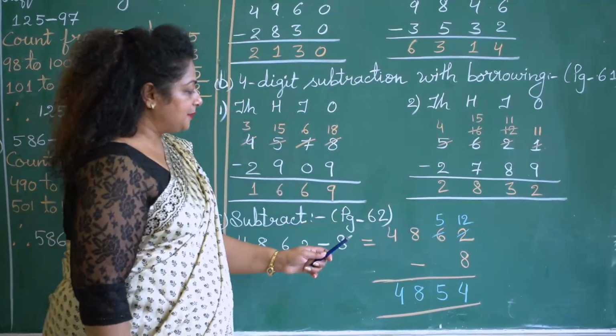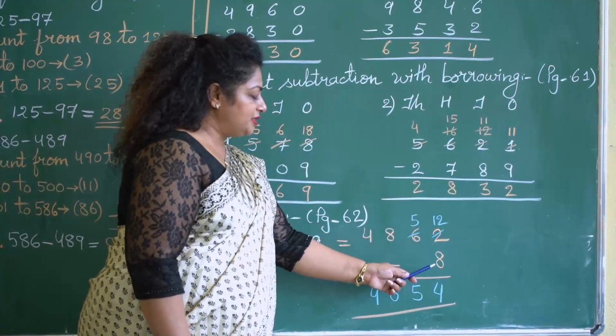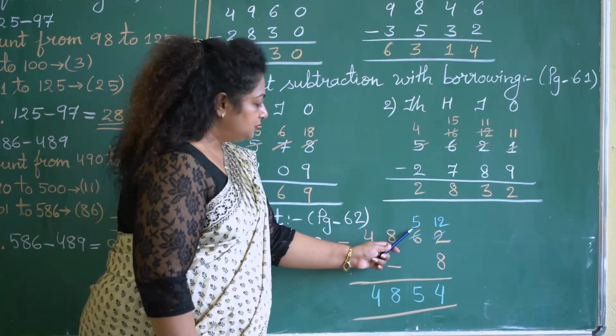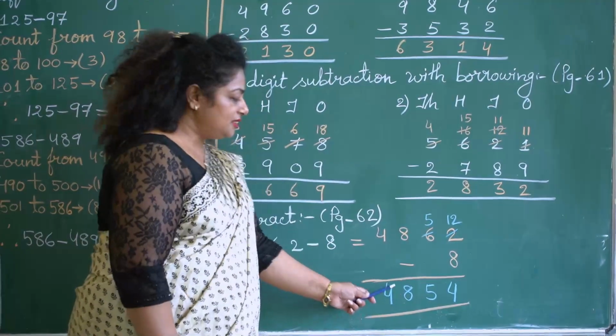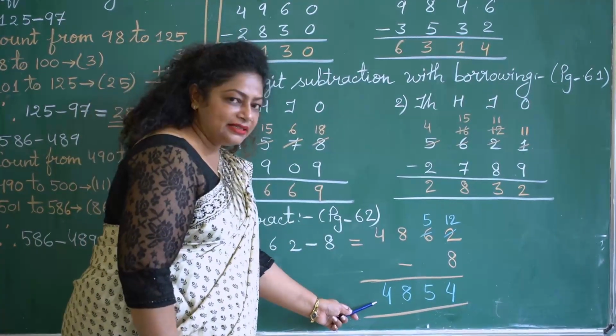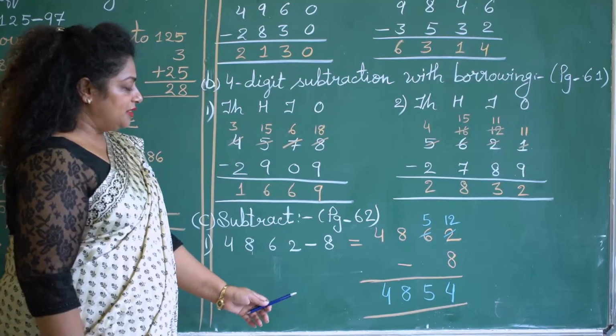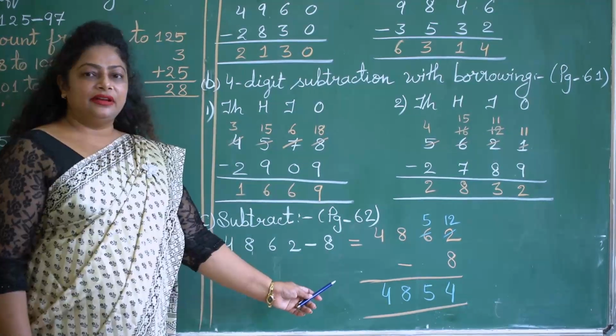Let us subtract. So 12 minus 8 will give you 4. 5 will be as it is. 8 will be as it is. 4 will be as it is. So the answer we got is 4854.